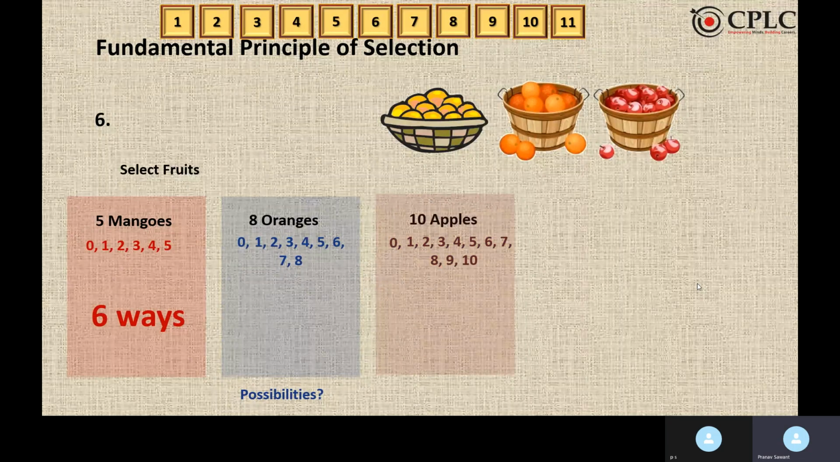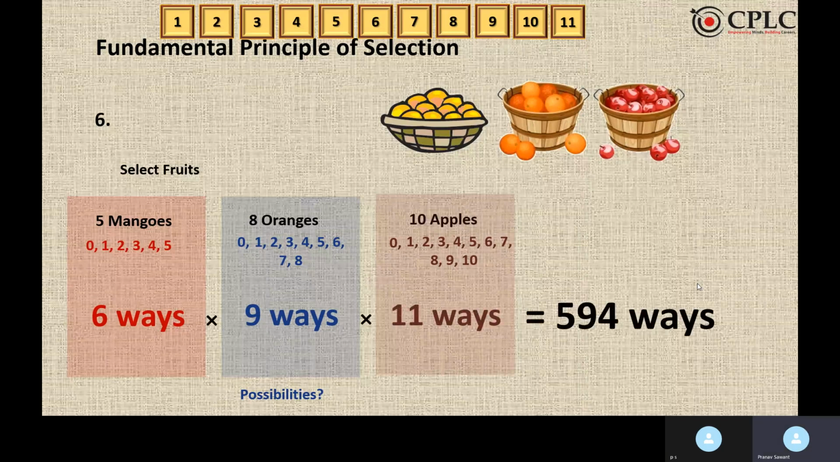So, as the fruits are identical, in how many ways can we select 5 mangoes? We can select it in 6 ways: 0, 1, 2, 3, 4, 5. In how many ways can we select 8 oranges? Again, 9 ways. In how many ways can we select 10 apples? Again, 11 ways. So 6 into 9 into 11, that's 594. So 594 ways, that is option 3 is the answer.